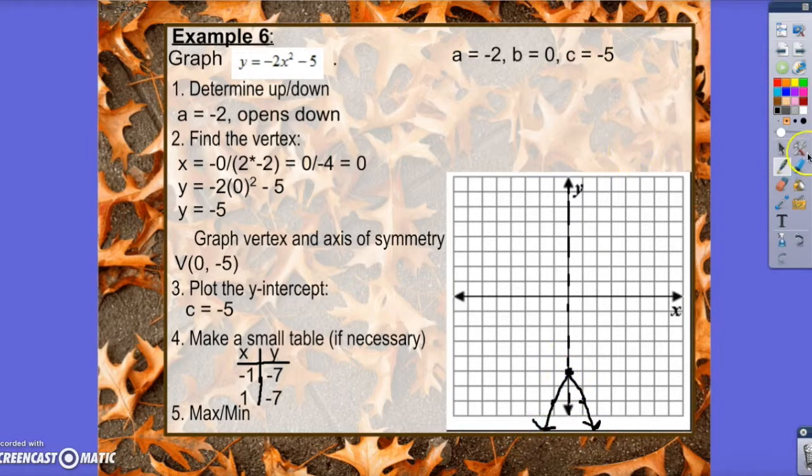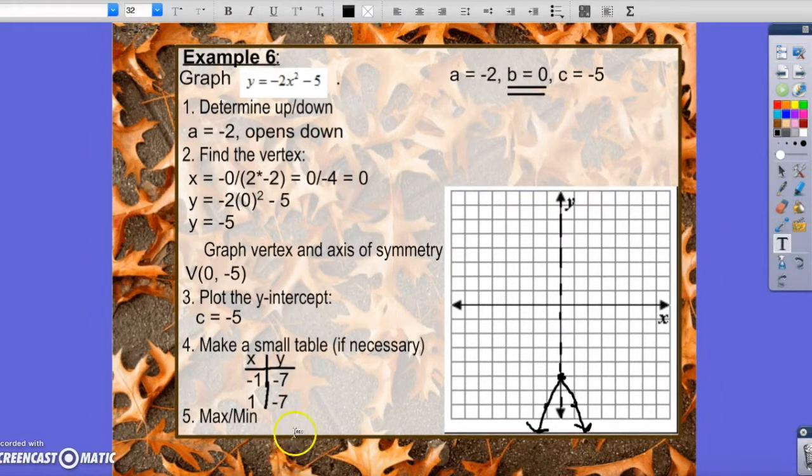So when do you need to use a table? When b equals 0. If you have a b, the vertex and the y-intercept will not be the same. But if b is 0, y-intercept and the vertex will be 0.